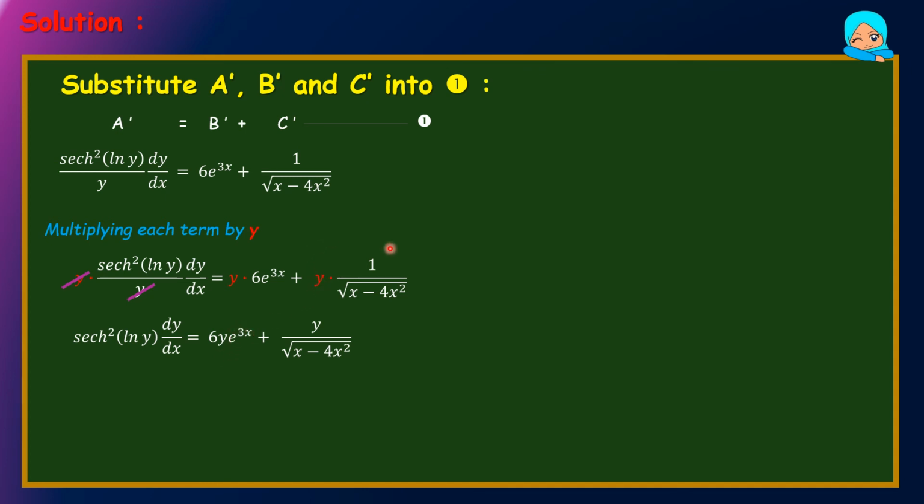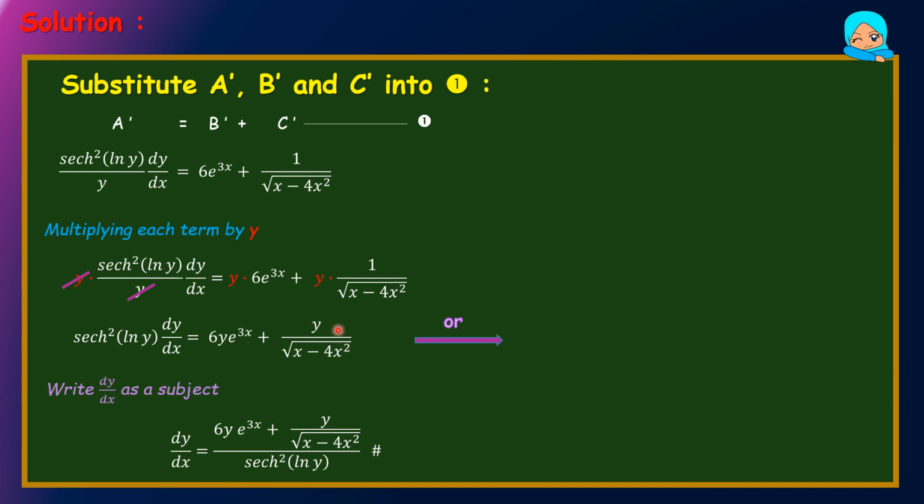And then y here, we can put as the numerator. So we have y over sec x minus 4x squared, and then we write dy over dx as the subject. So we need to bring sec squared ln y to the denominator. So now we have 6y e^3x plus y over sec x minus 4x squared over sec squared ln y. Because this is a multiplication operation, when we move to the right hand side, we have a quotient operation.